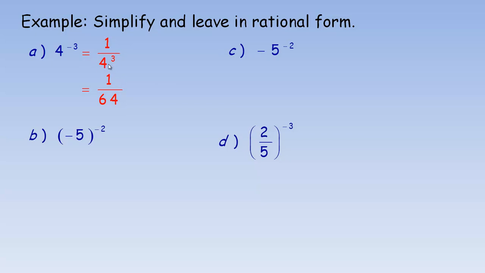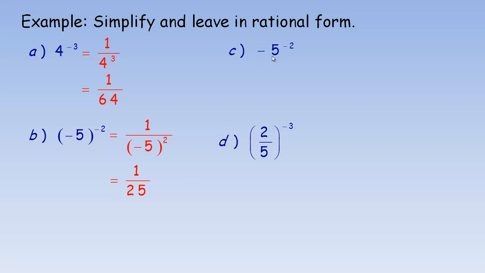So you just evaluate that denominator, and you get 64 in this case, 4 cubed is 64. So that written as a rational number is 1 over 64. Now in B we have negative 5 raised to the power of negative 2. So the exponent that's negative means this is the reciprocal of negative 5 raised to the power of positive 2. And that means negative 5 times negative 5, which of course is 25. So negative 5 in brackets raised to the power of negative 2 is 1 over 25.